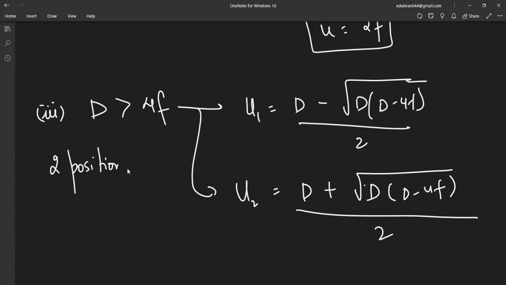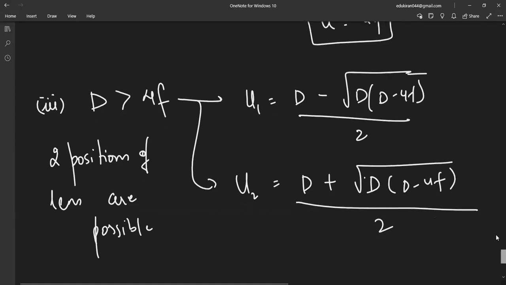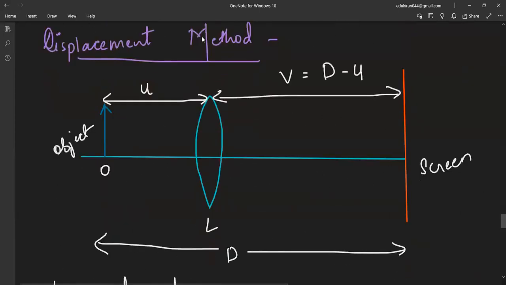Two positions of the lens are possible. Sometimes you have to predict very quickly in your exams where the lens will be placed, and for that purpose you can use this. I'll show a question also, but first write this down from here. Displacement method.